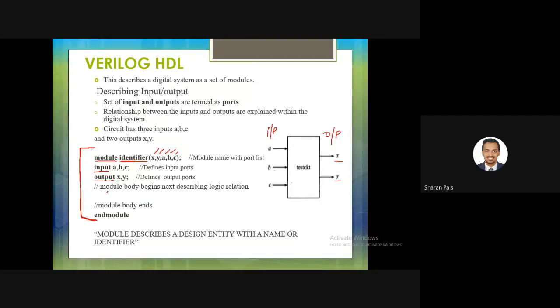Then whatever you want to do, you write it. Later I'll explain in the next class how to write the body, for some circuits. Then it ends with end module. So it started with module and ends with end module. This is the syntax. Don't worry much about Verilog HDL. It is not in the syllabus, but we need it for the lab.